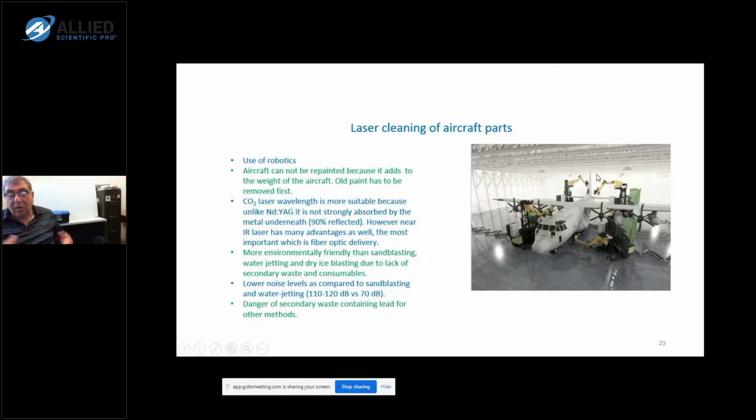And one question is, why do you have to remove the existing paint? Why can't you just paint on top of it? And the answer is weight. You're increasing the weight by doing that. So you need to strip the old paint, and then put a new layer. So the substrate damage is quite important in this case. One has to be careful not to damage the body of the aircraft. So you either use a CO2 laser or use a near IR laser, but tune the parameters very carefully so that it doesn't damage the metal substrate.